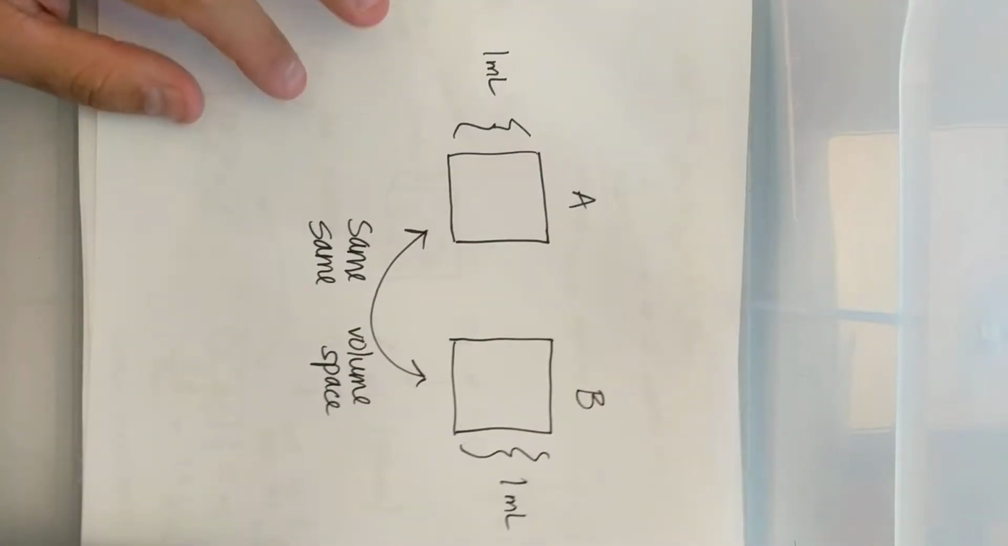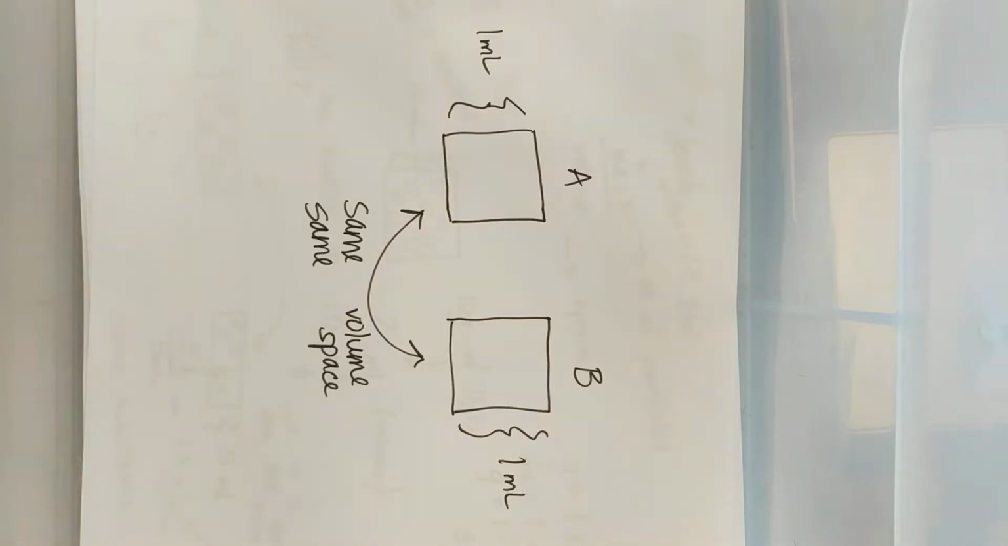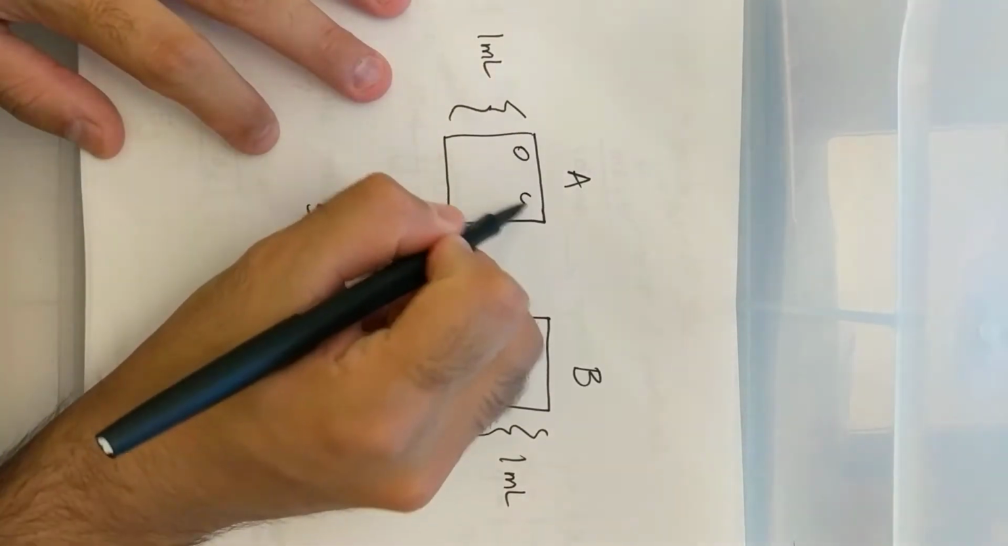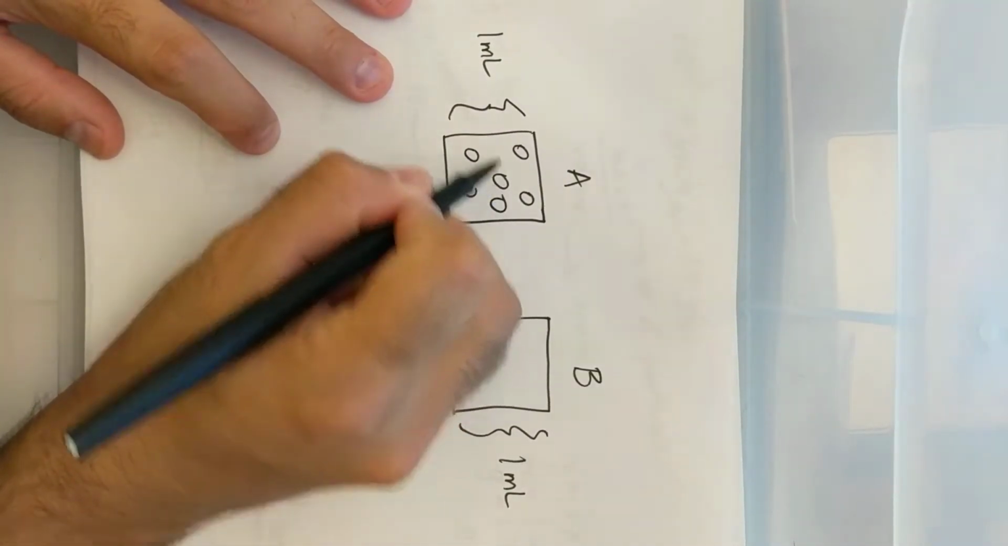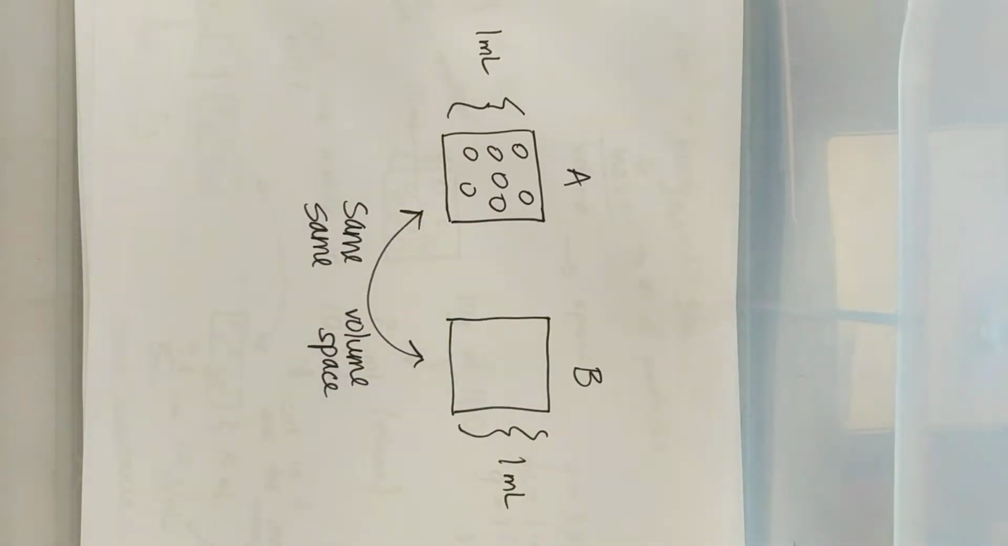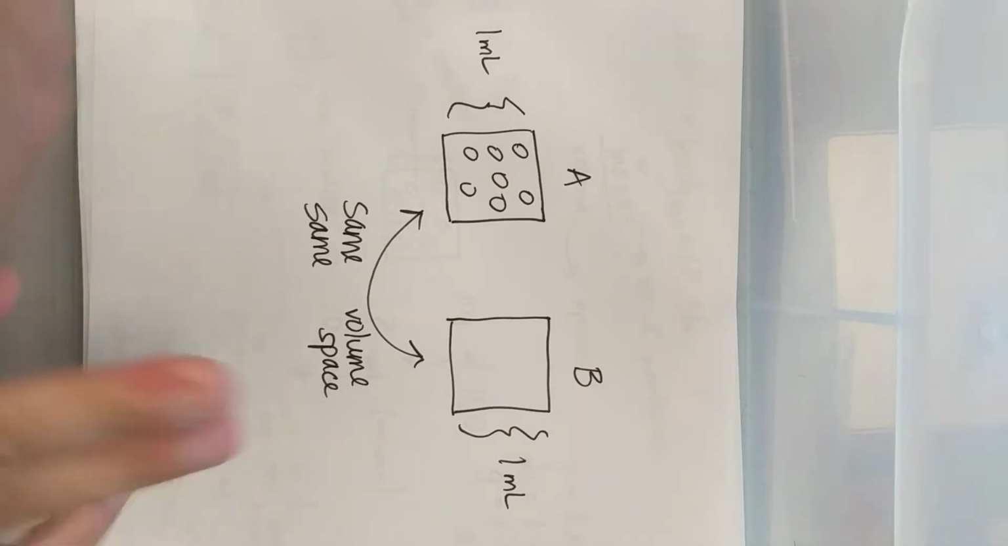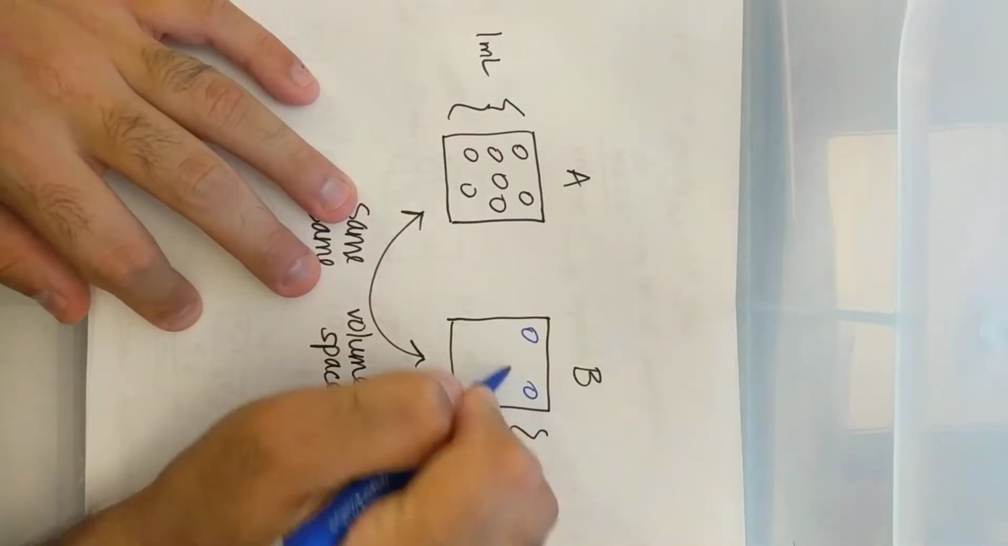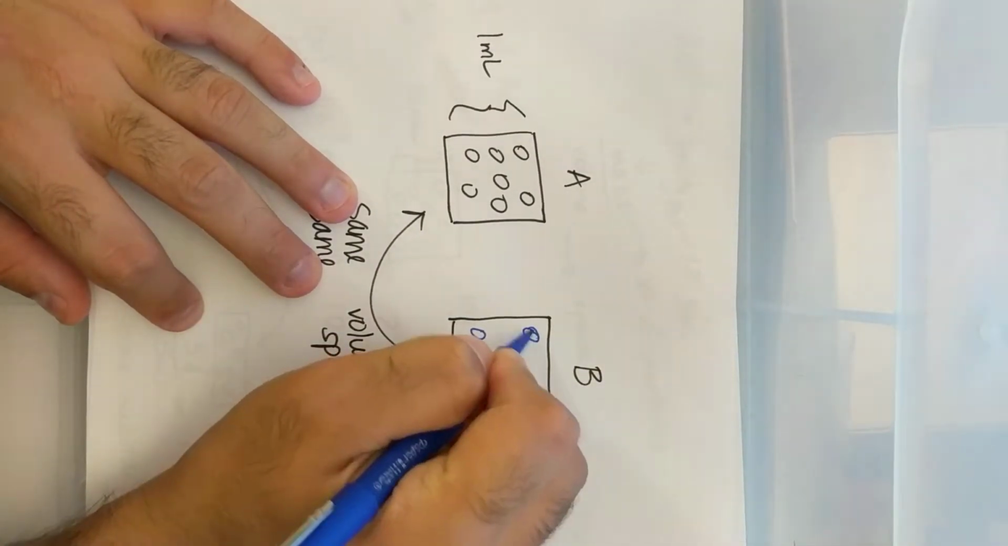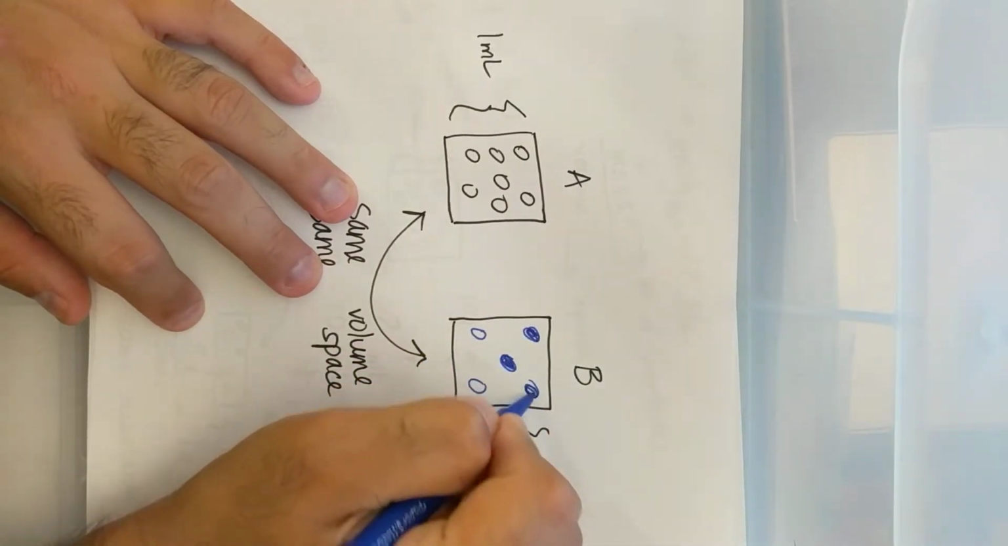It's the same. All right, and now I'm going to draw a certain number of particles for A. Let me say I have 1, 2, 3, 4, 5, 6, 7. And I'm going to draw a certain number of particles for B. And I'm going to draw it with a different color because it's a different substance. So 1, 2, 3, 4, 5. I'm going to shade it too.